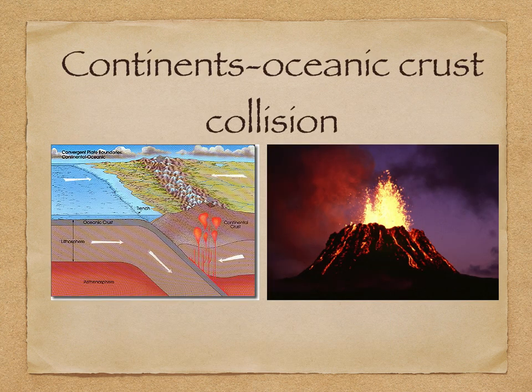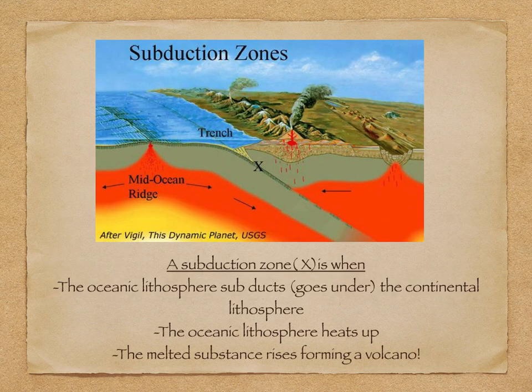Continent to oceanic collision. This might interest some of you. When a continent collides with an oceanic crust, the oceanic crust goes under or subducts, creating a volcano. The X's on this illustration mark a subduction zone. The oceanic lithosphere subducts or goes under the continental lithosphere. The oceanic lithosphere heats up and the melted substance rises, forming a volcano.